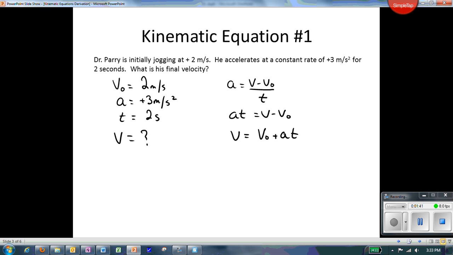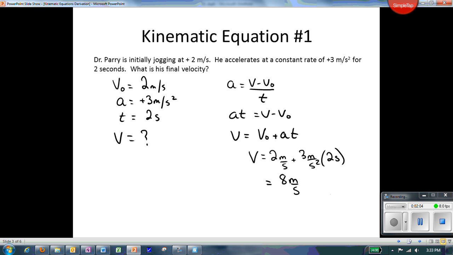And then we can see that the equation that we have been using already for average acceleration, which if you have an average acceleration and constant acceleration, those two will be the same, we can use this equation and rearrange it to solve for the final velocity. And then if we plug in our information, we get 2 meters per second plus 3 meters per second squared times 2 seconds gives us 8 meters per second.